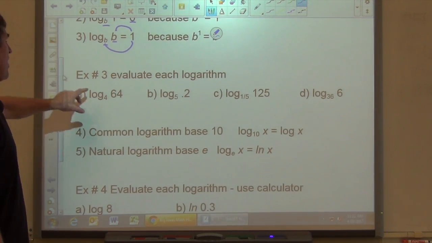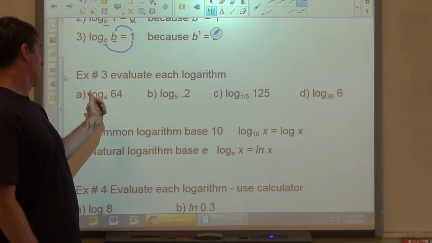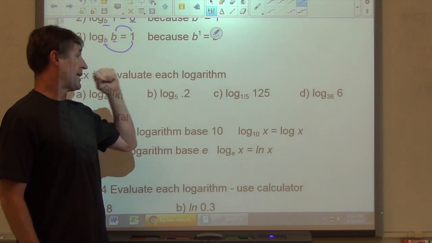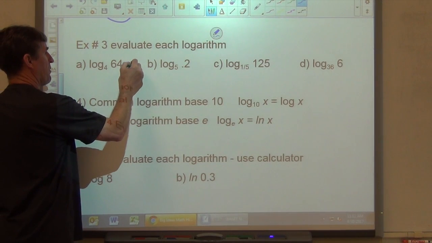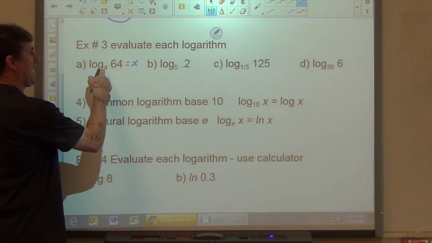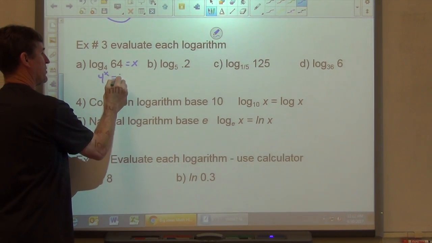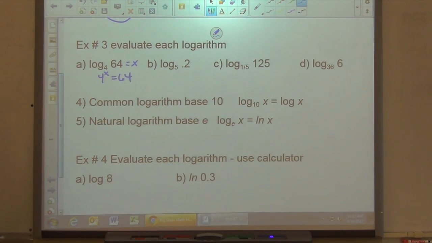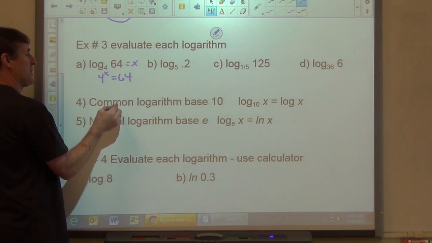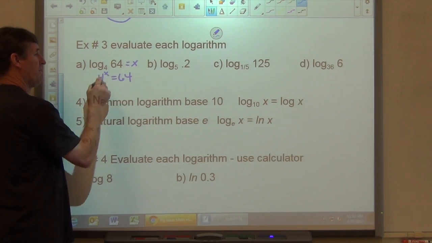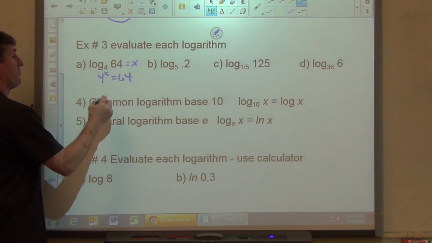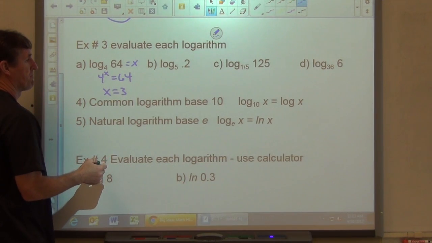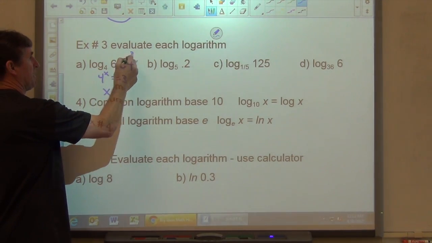So now we'll go through this example. Evaluate each logarithm. So we want to know what this equals. If we just evaluate it, remember that means it's equal to something over here. So if we think exponentially, it's 4 to the x equals 64. So again, we're going to do these without using logarithms right now, but just to convert it to exponential form. So we have to ask ourselves, 4 to what power gives me 64? Well, 4 squared is 16, and 16 times 4 is 64. So in this case, my x would equal 3. So this would simplify to give me 3.